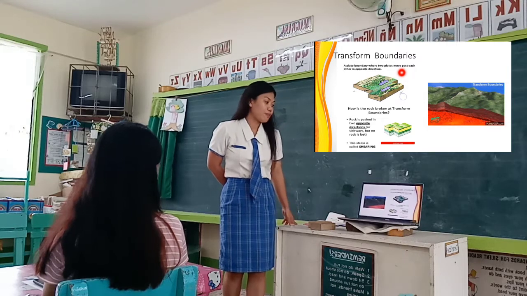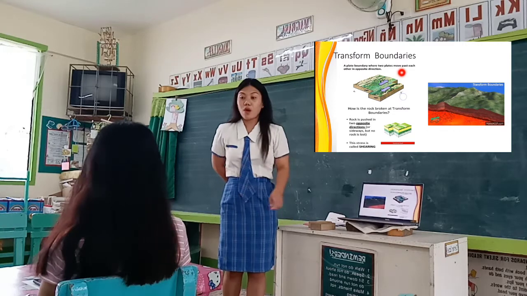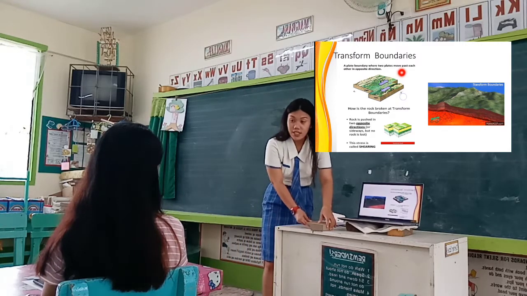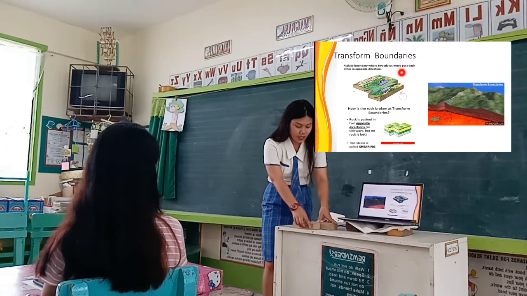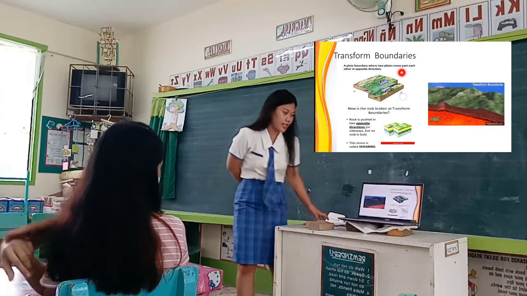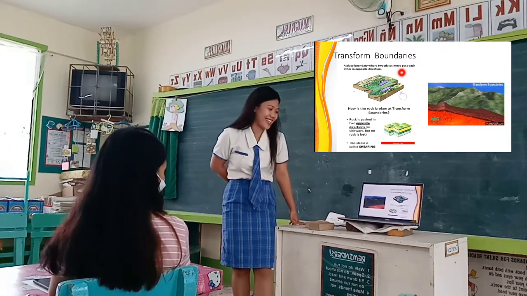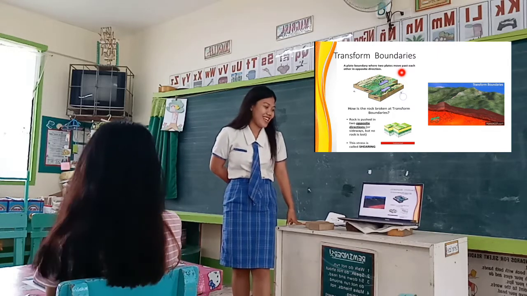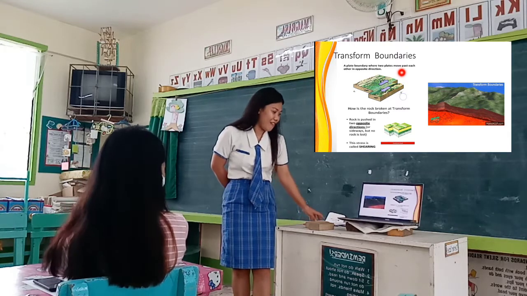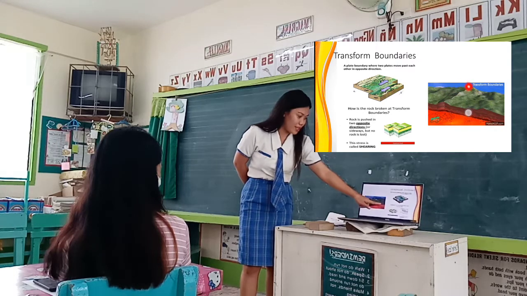So, how is the rock broken at transform boundaries? Rock is pushed in opposite directions sideways, but no rock is lost. As you see here, it's just sliding past each other in opposite directions, and no crust or rocks are lost. So, again, it will form a stress to us. So, the stress is called shearing. So, as you see here, this crust is moving toward here.